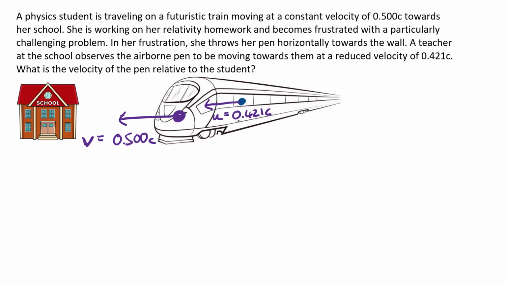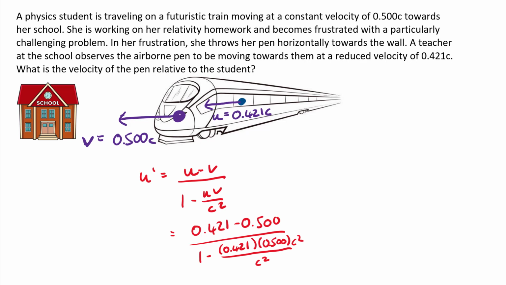Now intuitively, we would expect that if the pen is moving towards the school at a slower rate than the velocity of the train, then the pen must actually be moving relative to the train in the opposite direction. But let's see if that comes out when we do the calculation. So we now have v and we have u, so the equation we're going to use is the u dash equation. And notice it's the same procedure where the c's cancel out, but most importantly, the numerator at the top is going to end up being a negative number. So it ends up being a nice round negative 0.100 c.